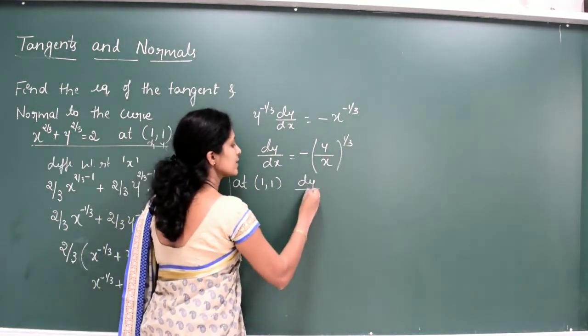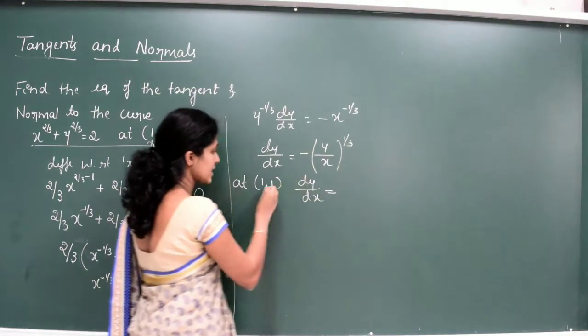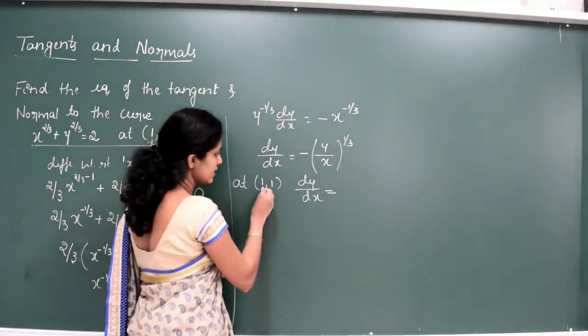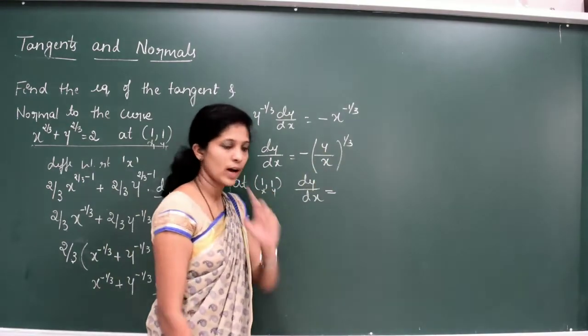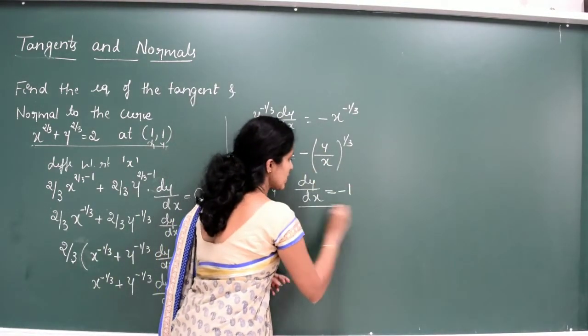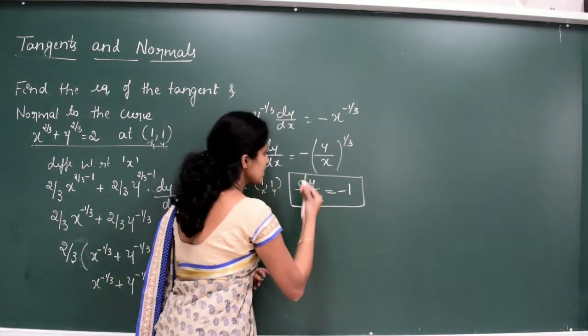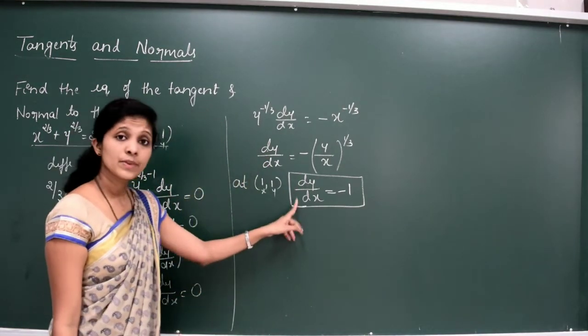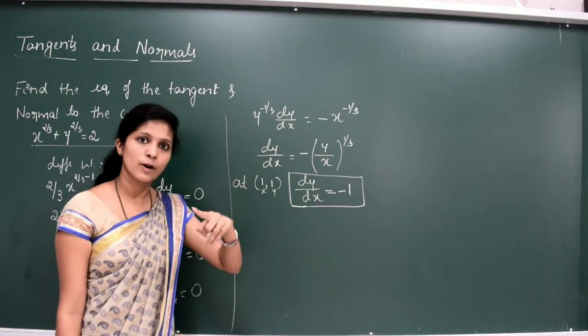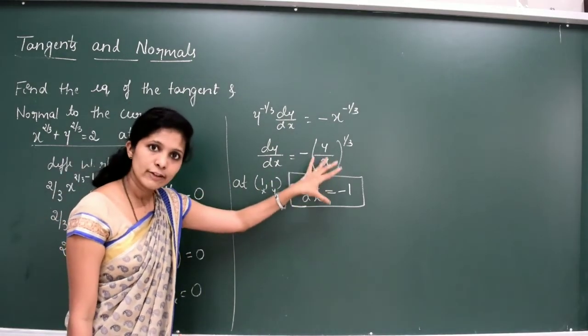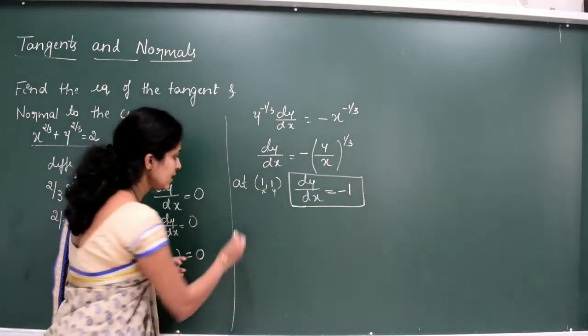dy by dx is equal to, x is 1, y is 1, right? This is the value of x and y. So this will be equal to minus y, this is 1. So the answer will be equal to minus 1. So the slope of the line is minus 1. So this is the slope of a tangent line. Now we have to find the slope of a normal. Before that, we will find the equation of a tangent line.